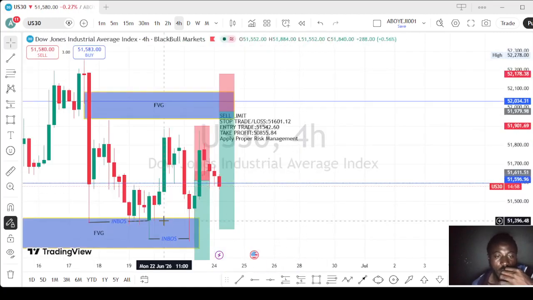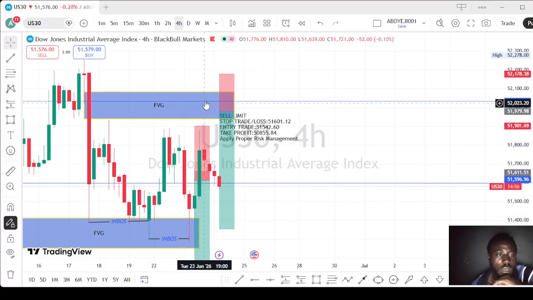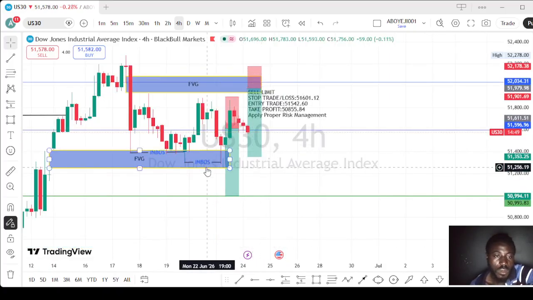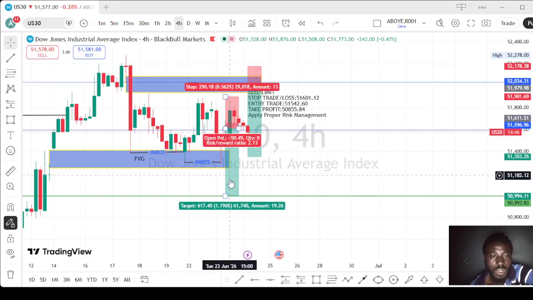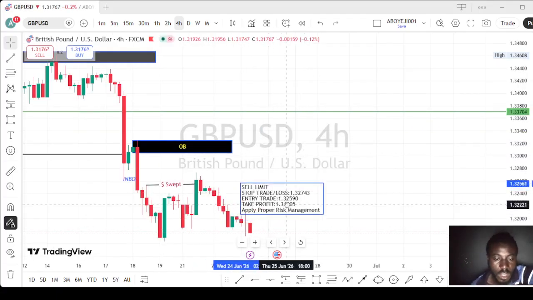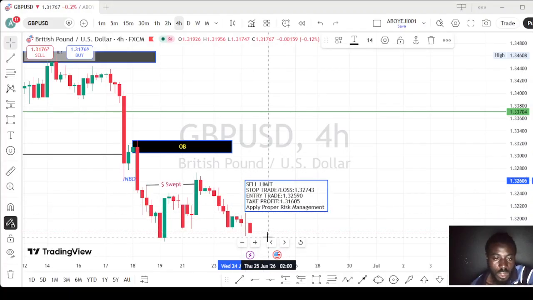On US 30, this is what is happening. If the market can come to this 1 hour FEG before we can see a continuation of the downtrend. But if we do not see it, definitely we will find a way to join this downtrend. Let's see. The market does not give me structure seriously, so I gotta be patient. Let's move to Euro.